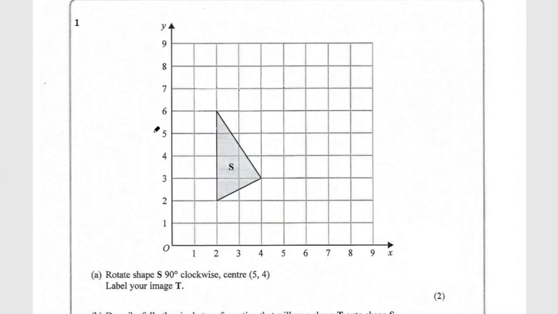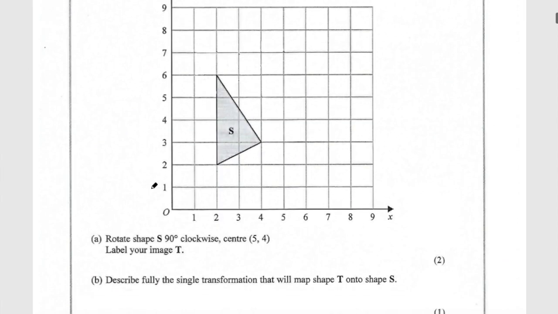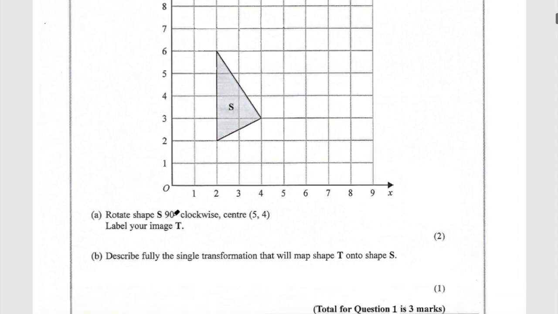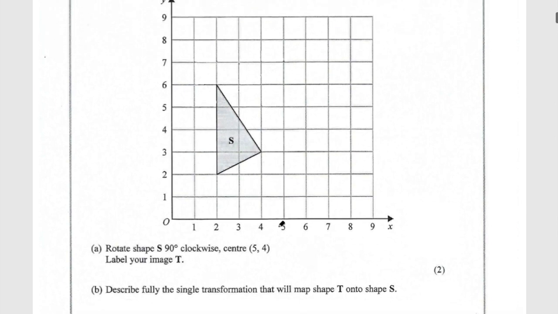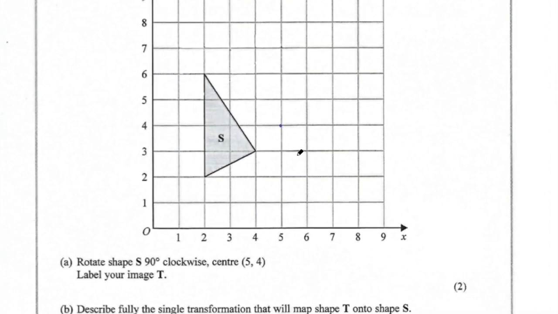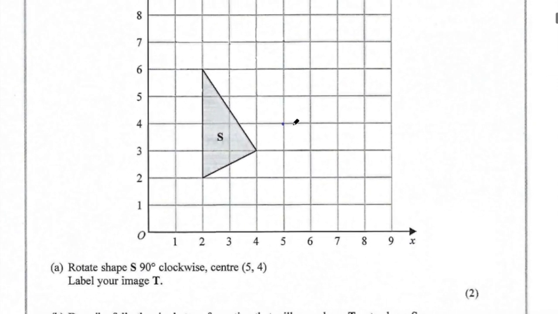Question 1 gives us a grid with a shape inside it, and part A says rotate shape S 90 degrees clockwise, center (5, 4). Label your image T. So let's firstly find the center at (5, 4), so that's going to be here. And then we need to rotate this shape S around that point 90 degrees clockwise.